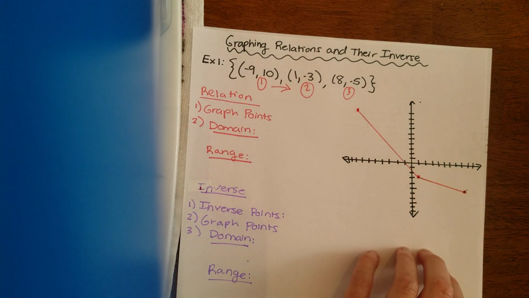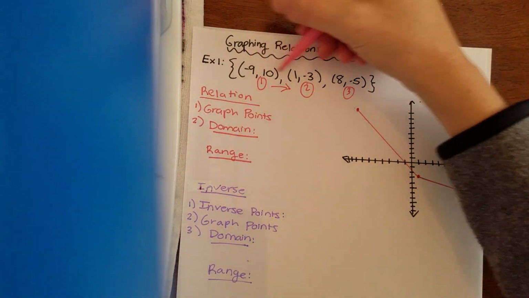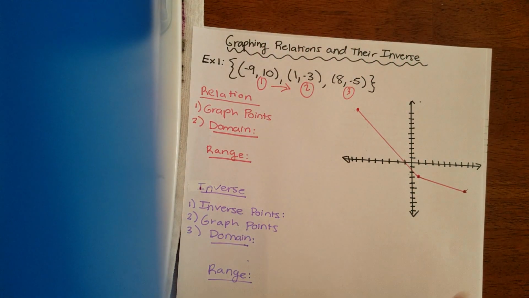So this is my relation, and I don't put arrows on the end because these are all the points I have. The graph does not continue on, it's only those 3 points. So that is my wonderful relation, and then we're going to be finding the domain and the range.